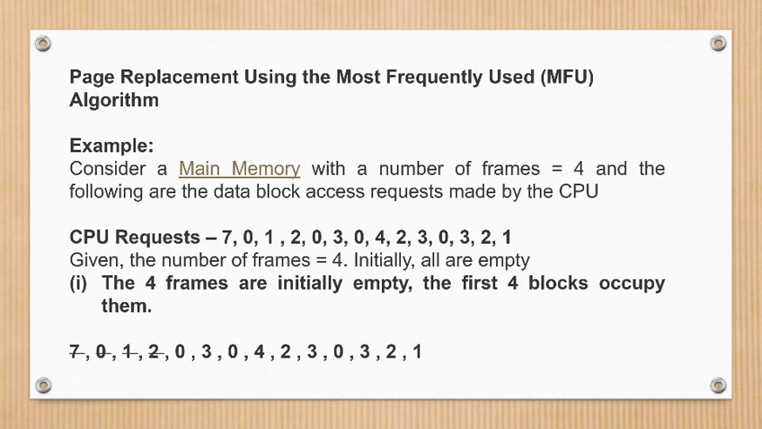Now, let us take another example, page replacement using the most frequently used algorithm. Consider a main memory with the number of frames equal to 4, and the following are the data block access requests made by the CPU. Given the number of frames equals 4, initially all are empty. Step 1. The 4 frames are initially empty. The first 4 blocks occupy them.